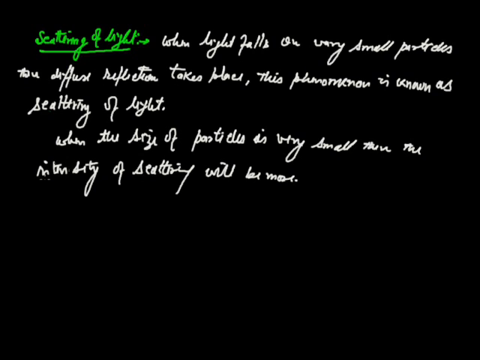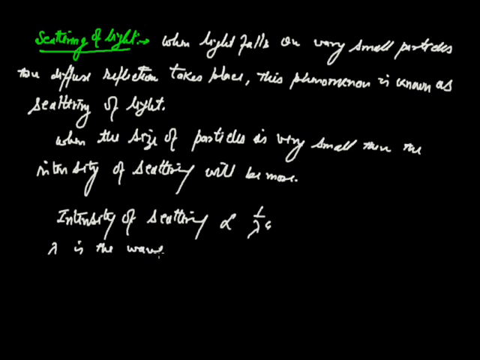According to Rayleigh, the intensity of scattering depends on wavelength. It is inversely proportional to the fourth power of wavelength. Intensity of scattering is inversely proportional to lambda to the power 4, where lambda is the wavelength of light. Lower is the wavelength, higher will be the scattering.